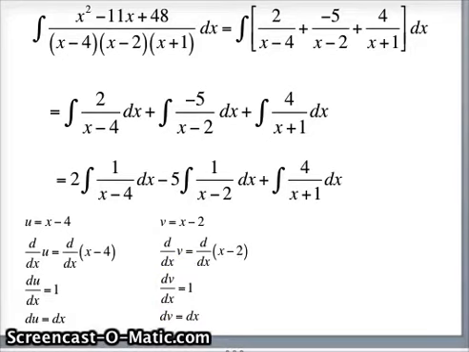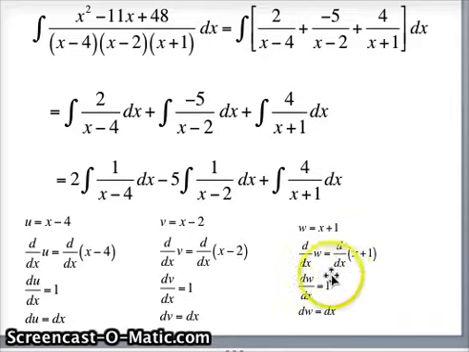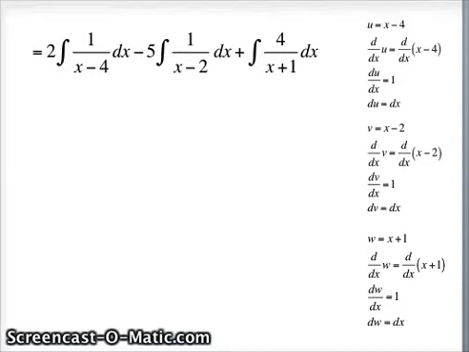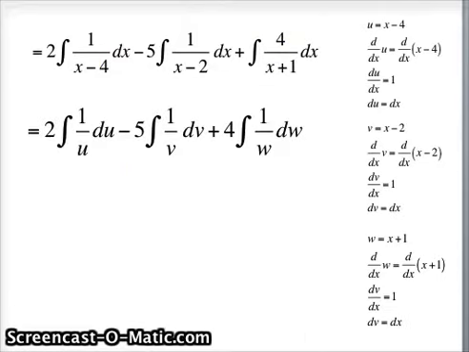And of course, the last one is done the same way. If w is x plus 1, d/dx of w is d/dx of x plus 1. dw dx is 1. dw is dx. This becomes u, that's du. This becomes v, that's dv. This becomes w, that's dw. So just about ready to finish. There's all of my change of variables. Here's the equation we were left with. So replacing x minus 4 with u, dx with du, x minus 2 with v, dx with dv, x plus 1 with w, dx with dw, we get this.